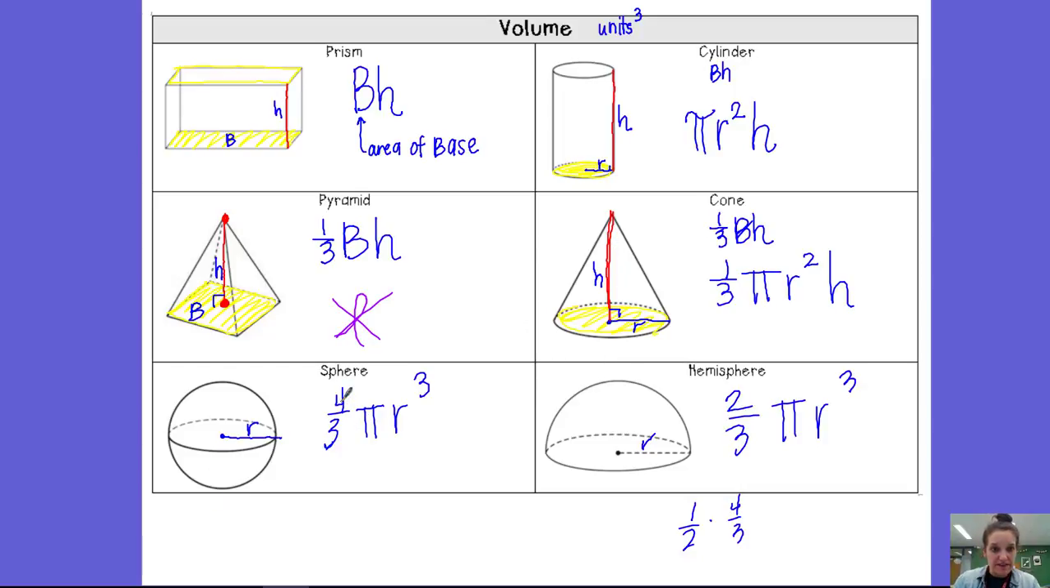The formula for the volume of a sphere is 4/3 pi r cubed. So the radius of your sphere is going to get cubed, 4/3 pi r cubed. Well, the volume of a hemisphere is just half of the volume of a sphere. You're just going to divide it by 2. So half of 4/3 is 2/3. So instead of the sphere's volume being 4/3 pi r cubed, a hemisphere is half of that. It'll be 2/3 pi r cubed.